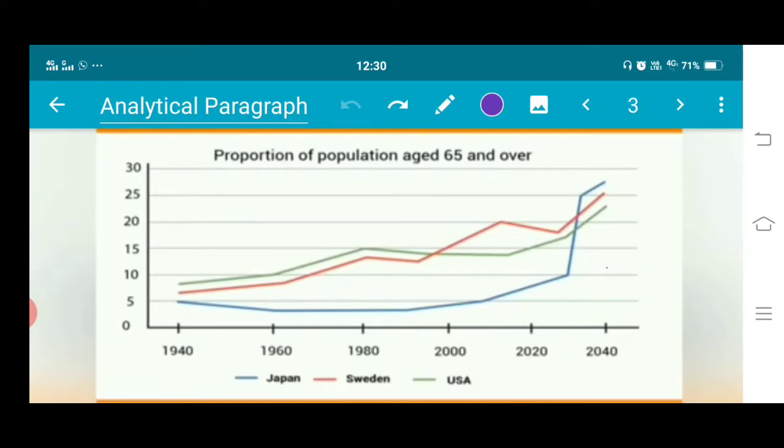Okay, so let's see where the steep curve is, right? Like here, at this point, Japan is having a continuous increase. There is no downfall in that. So that thing we have to write down. And one more point is that at this point there is continuous growth in all three countries. So this also we have to write down in our graph.